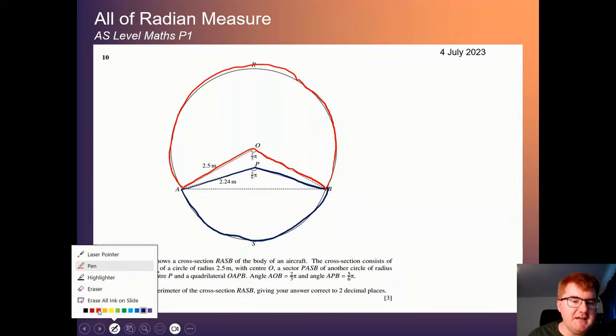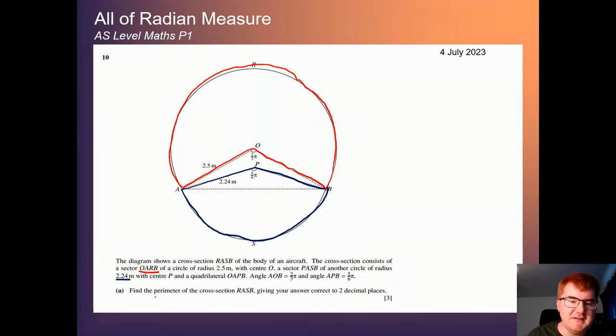And our first task here is going to be finding the perimeter, underline the key language here, of the cross section RASB, giving answers correct to 2 decimal places. So notice we've got 2 separate sectors here, so we can approach this one at a time. However, be very careful with the red sector, because when we want to look at the angle, we always need the angle inside the shape.